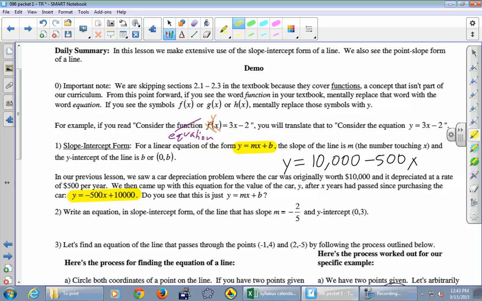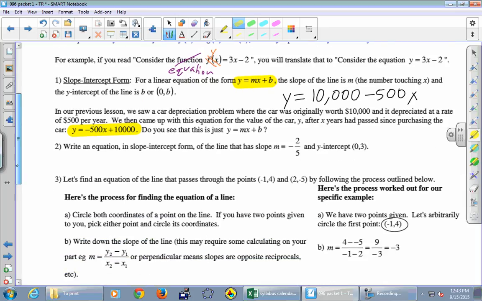is the negative 500. The m, the slope, is always the number touching the x. And in fact, in that problem, you calculated the slope to be negative 500, and then that y-intercept is 10,000, and there was a graph, and you plotted a y-intercept at 10,000, or maybe the graph was given.